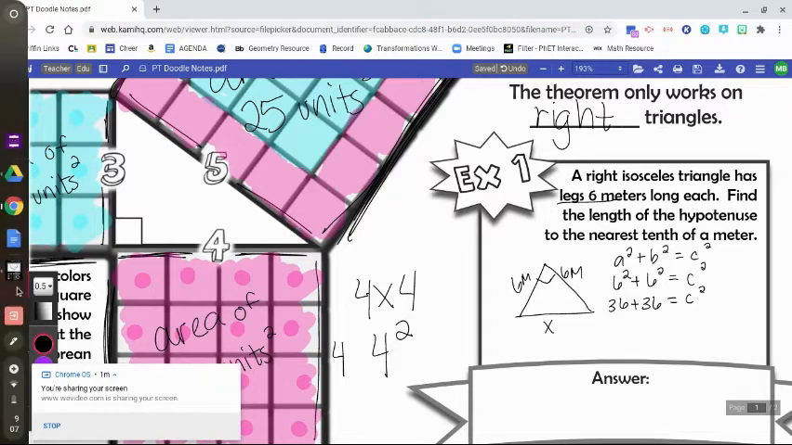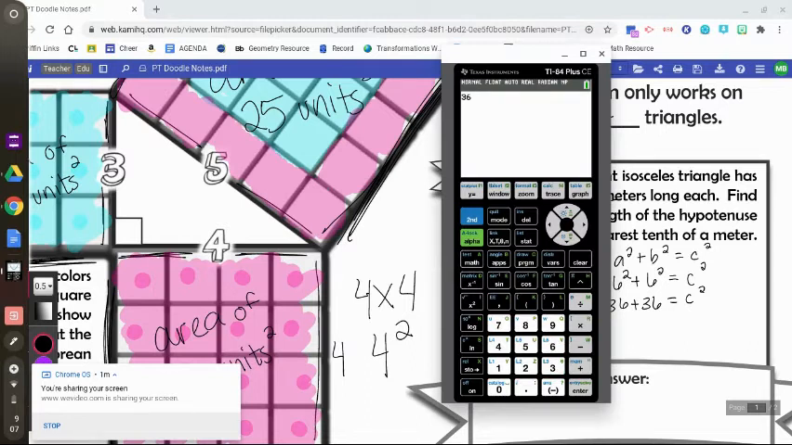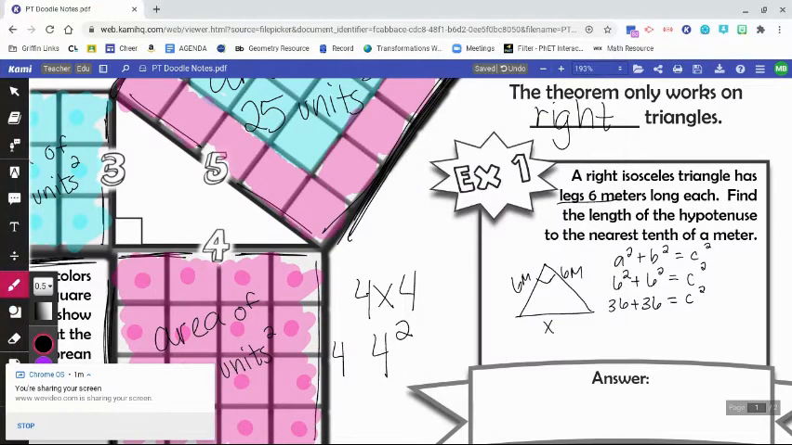And then now we can utilize our calculator. So 36 plus 36 is equal to 72. So 72 is equal to our hypotenuse squared. Now, to get c by itself, we have to use inverse operations. And the inverse of a square or an exponent of 2 is to take the square root. And if I take the square root of the right side, I have to take the square root of the left side because we have an equation. What you do to one side, you have to do the other.